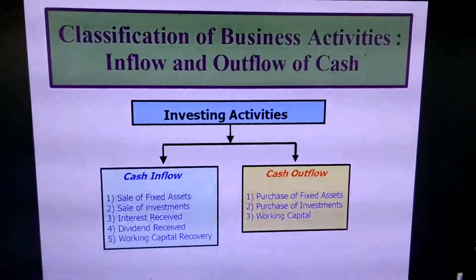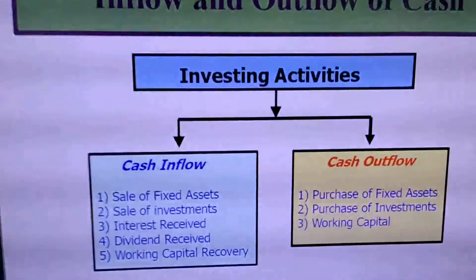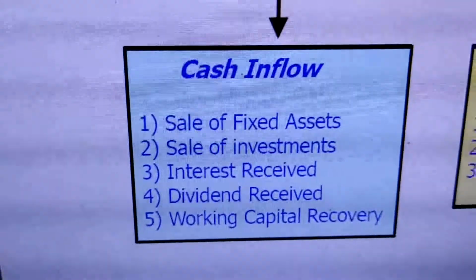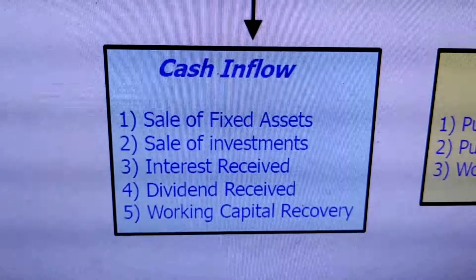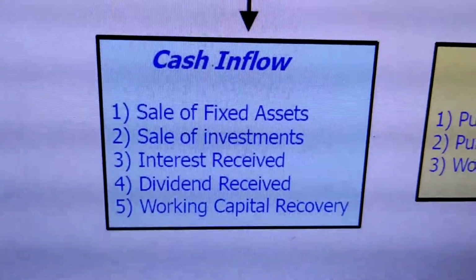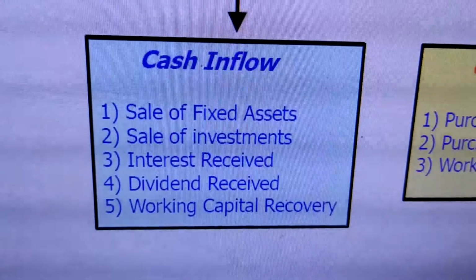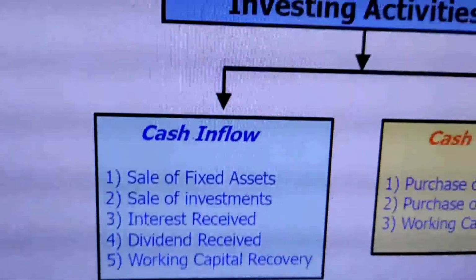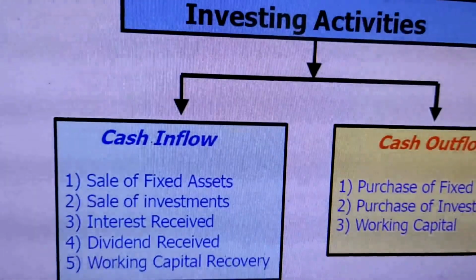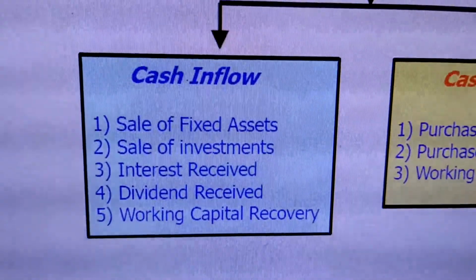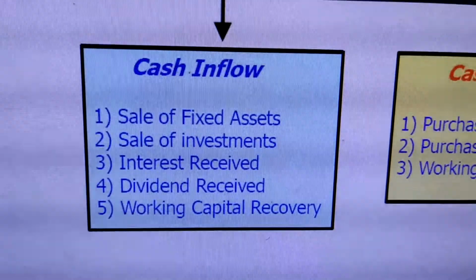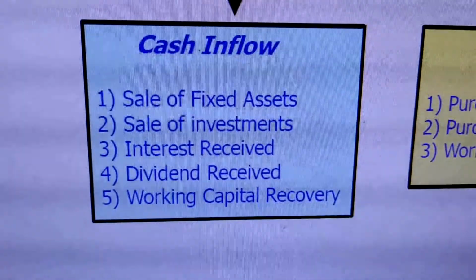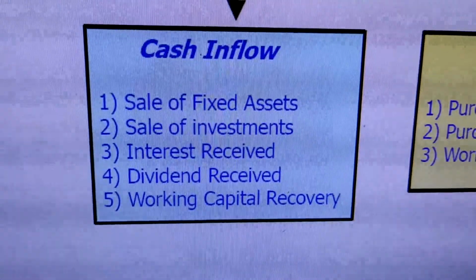Let's see the second one, investing activity. With the help of investing activity, the cash inflows are the sale of fixed assets, sale of investments, interest received, dividend received, working capital recovery. From these kinds of activities, the company's cash balance will increase. The company's cash box will be filled with cash by doing these investing activities. Sale of fixed assets: suppose you have land and building and you sold it to a third party with some profit added. Your business organization will receive the amount.